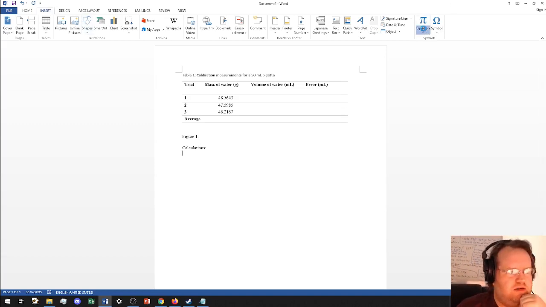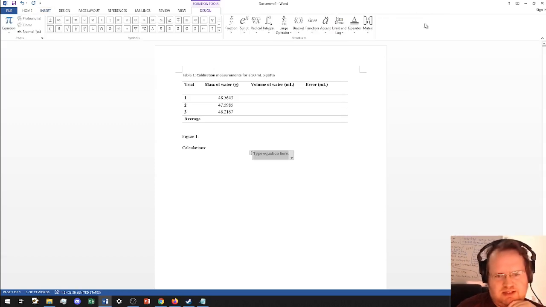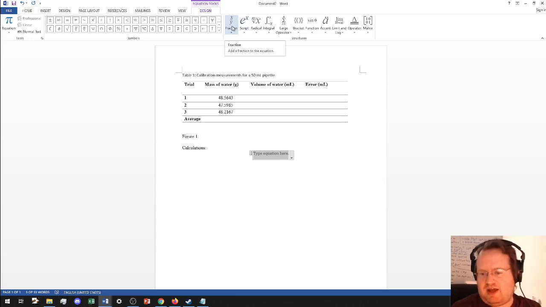So under Insert, I'll have this thing for Equation. I've got a bunch of stuff here, but I actually just click this little pi-looking symbol and it adds an equation here. And it gives me a bunch of options. The main things we tend to use are fractions, because you'll have a lot of equations where you have something in the numerator and denominator.